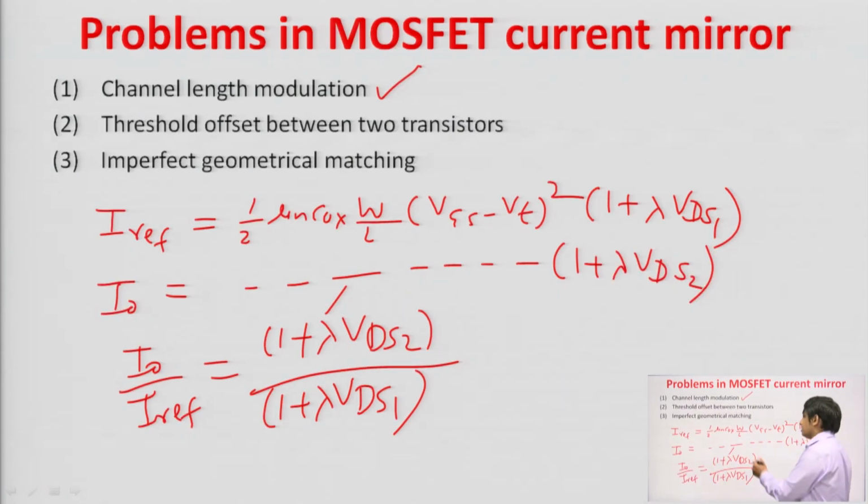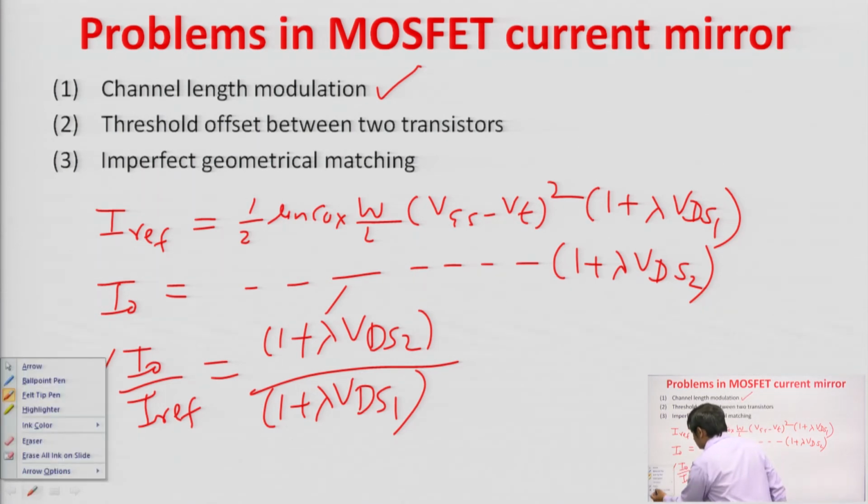If it is same, then you can see that both the numerator and denominator will cancel out, then again we will get I naught upon I reference, fine. So, this is one problem in MOSFET current mirror, channel length modulation, obviously that comes into picture. To combat this effect, there are other current mirrors like cascode current mirror, in which this channel length modulation effect we can minimize, fine. But in the basic current mirror, this is the issue.